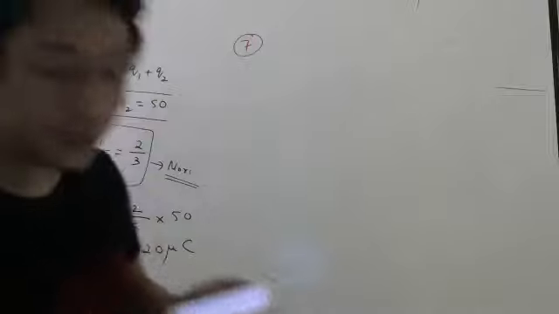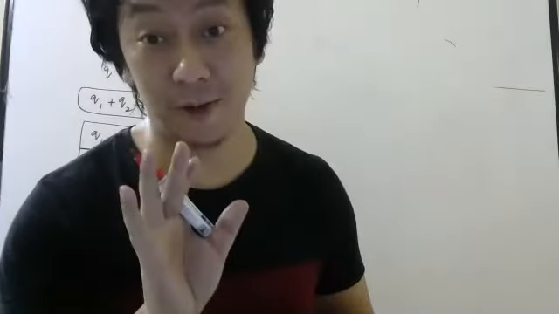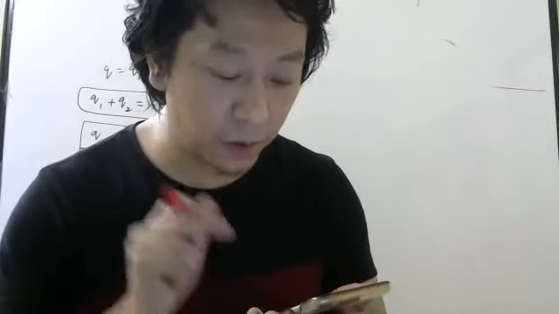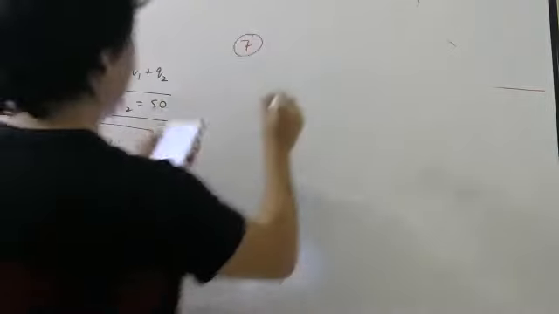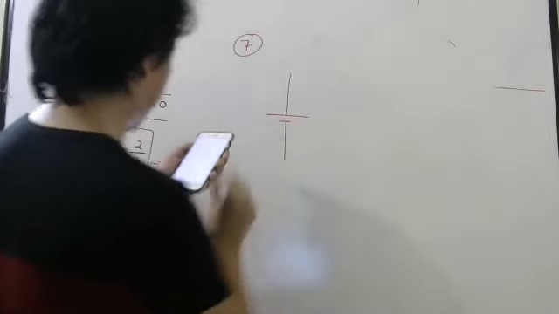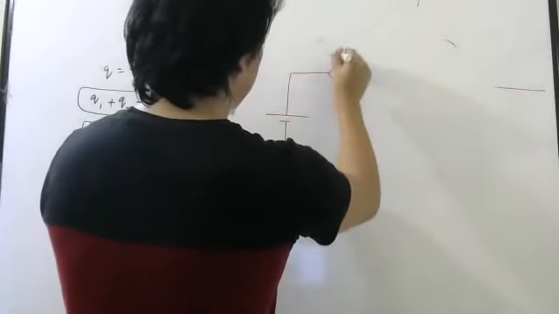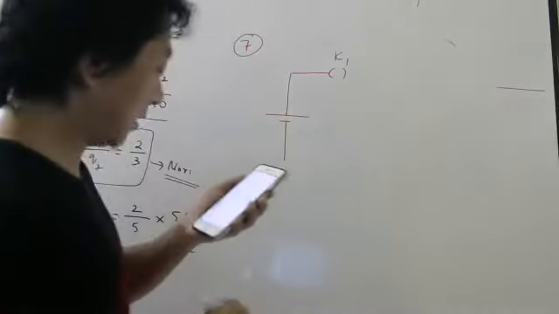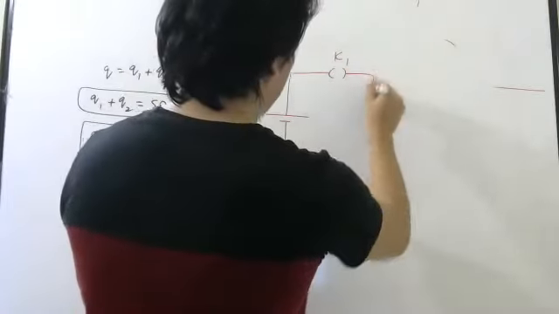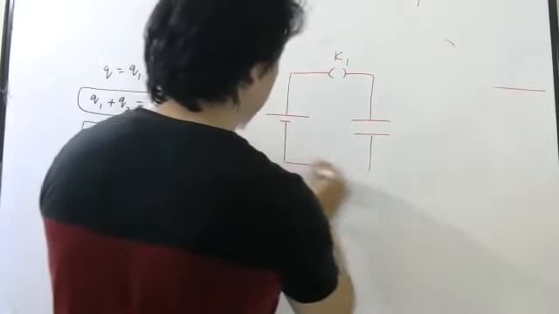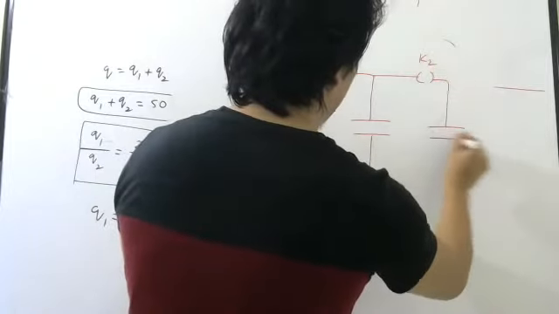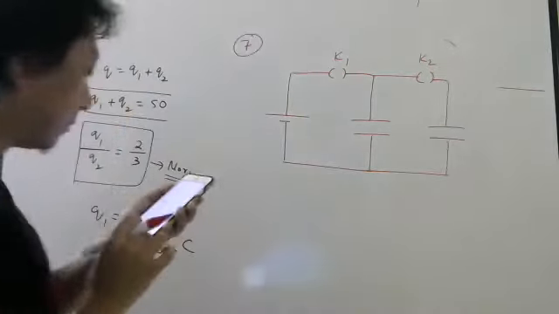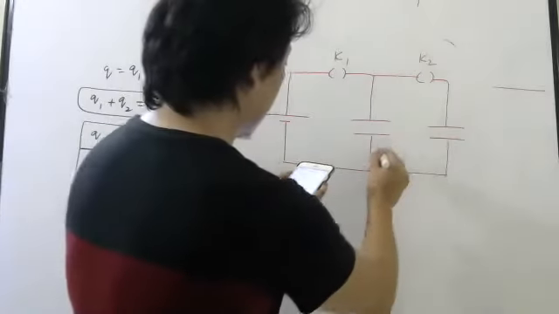Question number 7, you see, everybody. Simple question, but conceptual. So listen carefully. In the circuit shown in figure, initially K1 is closed and K2 is open. First, I should draw the diagram. So here is a battery. Here is one key, switch. You can think of this as a switch. Here is one capacitor. Here is another key. Then here there is one more capacitor. This is C1. This is C2.